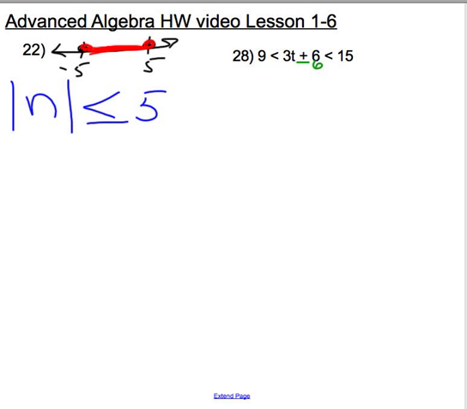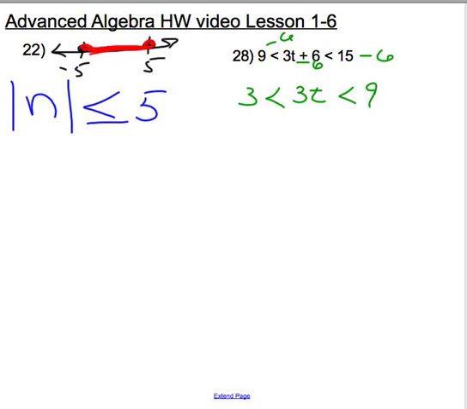I'm going to subtract 6. Here I'm going to subtract 6. So now instead of a 9, I took 6 away, so it's a 3. In the middle, I got rid of the +6, so all I have is a 3t. On the right, 15 minus 6 is 9. I took away 6 from all 3 sections, if you will.